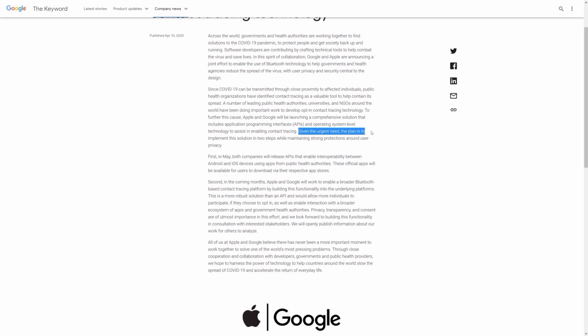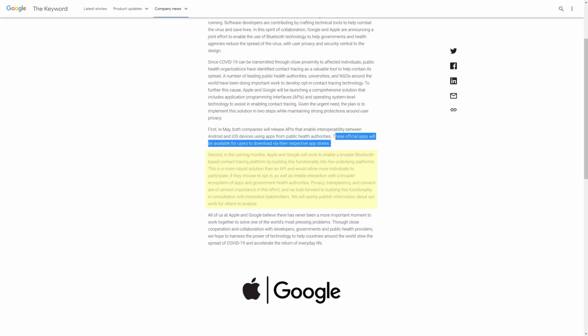What they say in this blog post is that they plan to implement this in 2 steps. The plan in May is that both Apple and Google will be releasing their APIs to enable interoperability between Android and iOS devices using apps provided by public health authorities. These public health authorities will be the ones implementing solutions using these APIs.